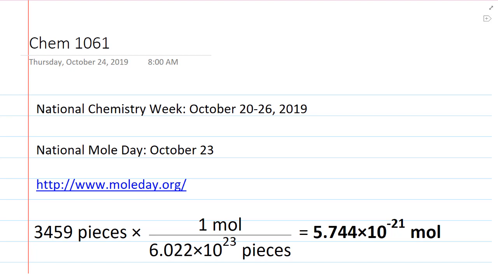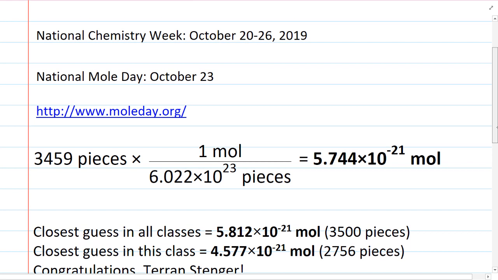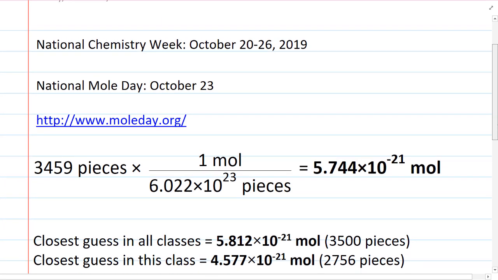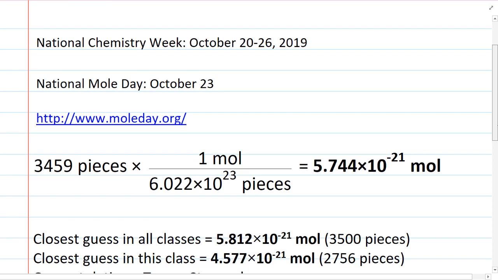And of course, remember that if we talk about the mole of something, like if we had a mole of ping pong balls, that covers the entire Earth 60 miles deep, so if you had more than a mole of candy pieces, you're probably filling the Earth miles deep with candy pieces. So the correct answer was this. The closest answer in all of the sections was 3,500, which is 5.812 times 10 to the negative 21st.